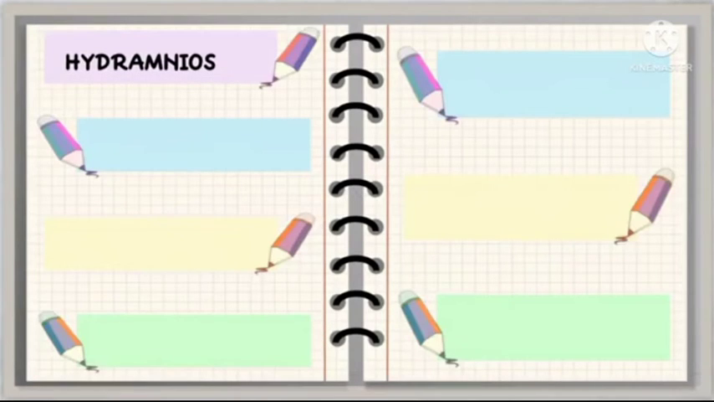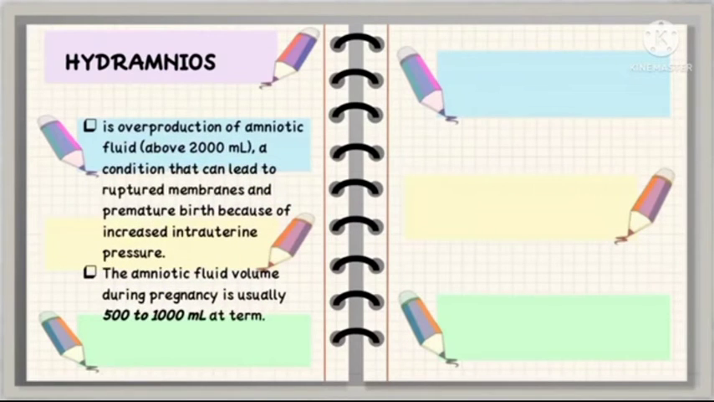So next is the hydramnios. So unsa day ang hydramnios? It is the overproduction of amniotic fluid above 2,000 ml, a condition that can lead to ruptured membranes and premature birth because of increased intrauterine pressure. So, ang amniotic fluid volume during pregnancy is usually 500 to 1,000 ml at term. So, if molapas na gani siya og 1,000 ml, above 2,000 na, it is called hydramnios.